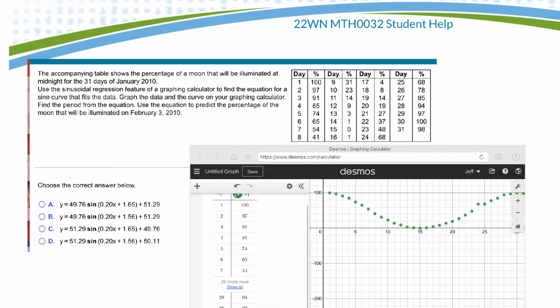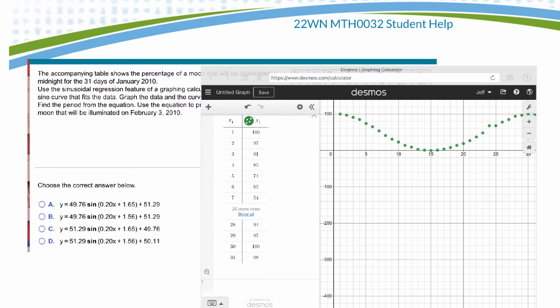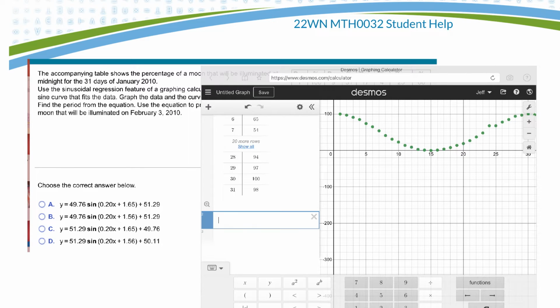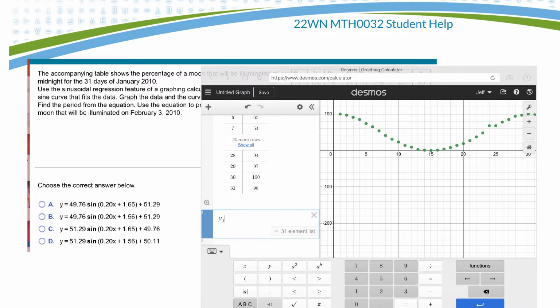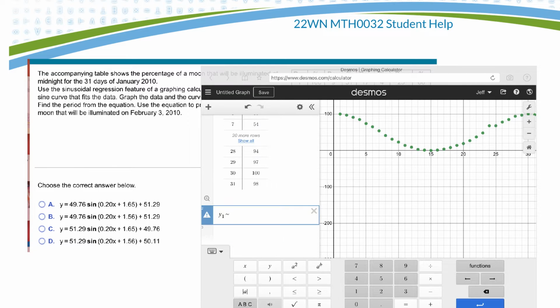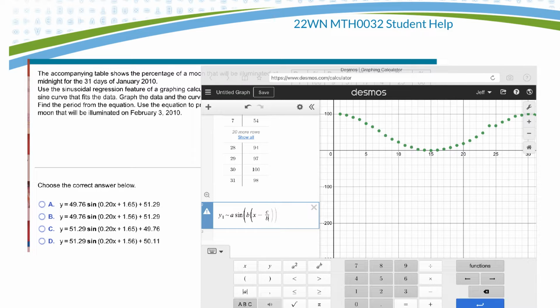So below here, I need to enter that formula. So it's going to be y1 tilde, and then I've got a. Okay, I've got to remember how to do this. Sine, bracket, b bracket, x minus c over b, bracket, bracket, plus d. There we go. What am I missing? Oh, it has to be an x1.